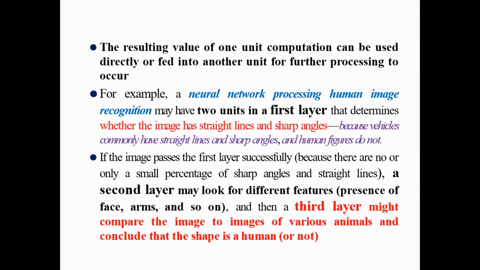For example, a neural network processing human image recognition may have 2 units in a first layer, 2 units opposite. That depends on whether the image has straight lines or sharp angles. If the image first passes the first layer successfully, a second layer may look for different features, such as the presence of a face, arms, and so on. And the third layer might compare the image to images of various animals and conclude that the shape is a human.